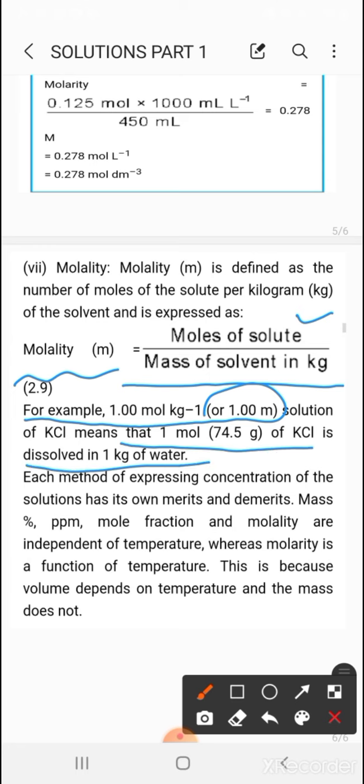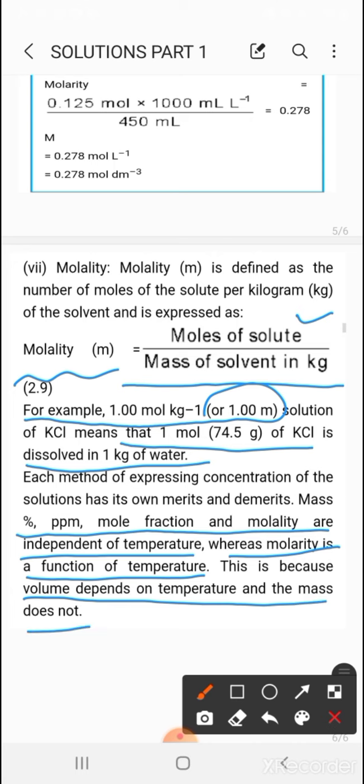And each method of expressing concentration of the solution has its own merits and demerits. So mass percent, ppm, mole fraction, molality, they are independent of temperature, whereas molarity is a function of temperature. This is because volume depends on temperature and the mass does not.